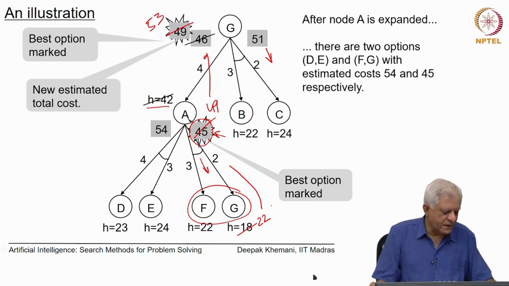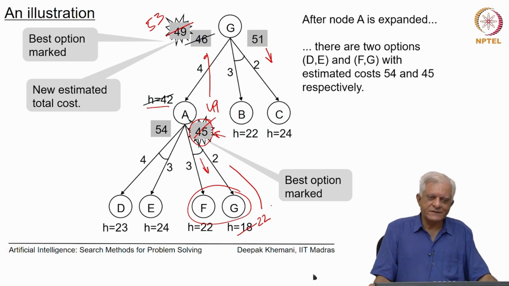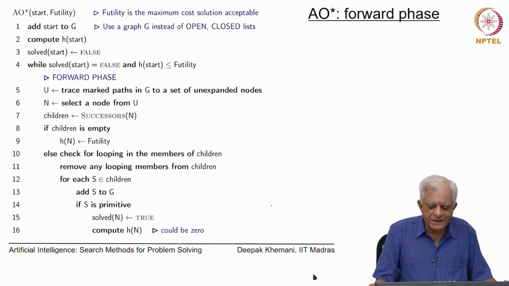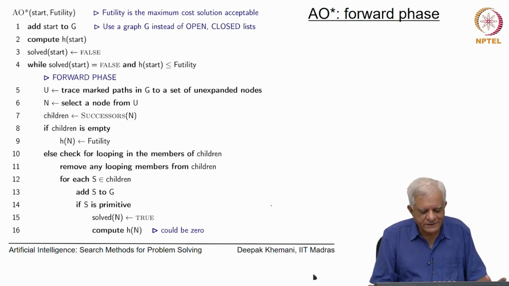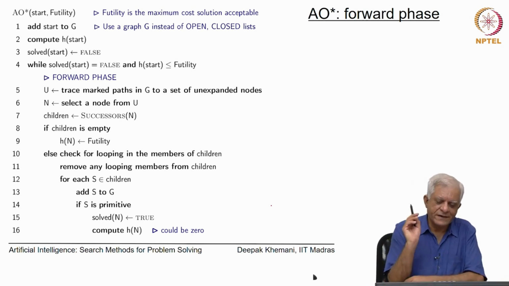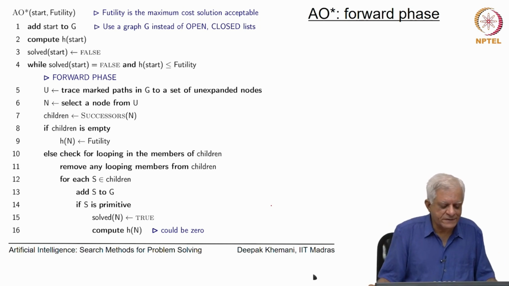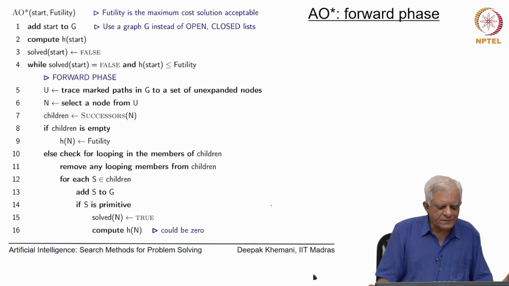We will see a little bit more detailed example later, but first we will look at the algorithm in a little bit more detail. So, if you were to implement this algorithm, this is how it would look like. This is again thanks to my colleague Bhaskaran, who has carefully crafted this algorithm. This slide shows the forward phase of the algorithm, in which you have to follow the markers and then pick a node to expand. So, let us look at this.